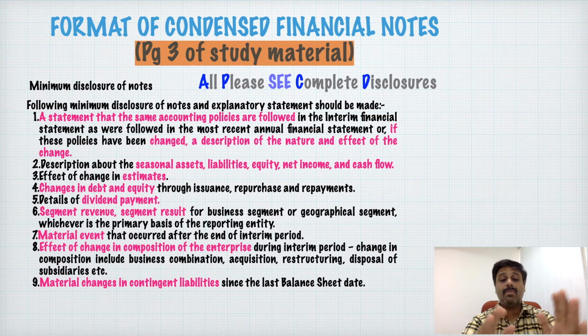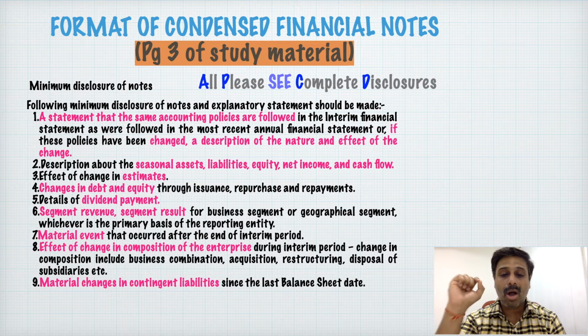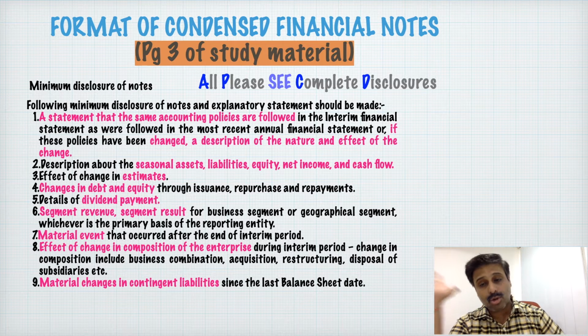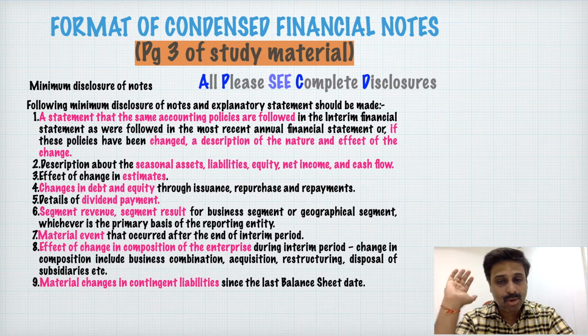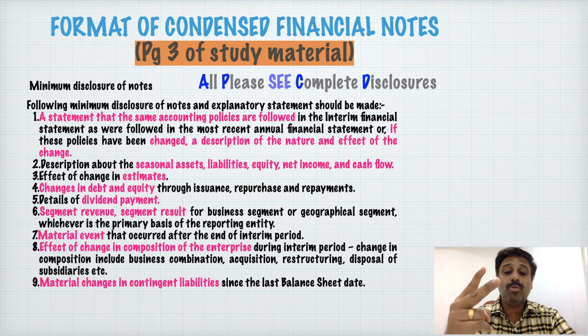So once again, how will you remember the shortcut of all the 9 disclosures? The short sentence you'll remember is "All please see complete disclosures." All please, AP, accounting policies. S stands for which 2 points?